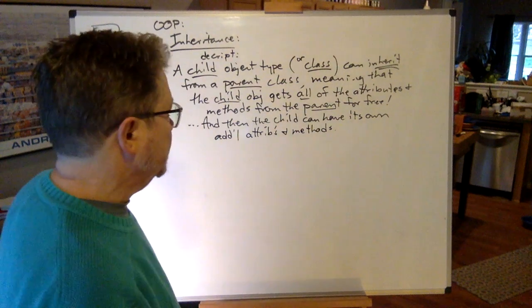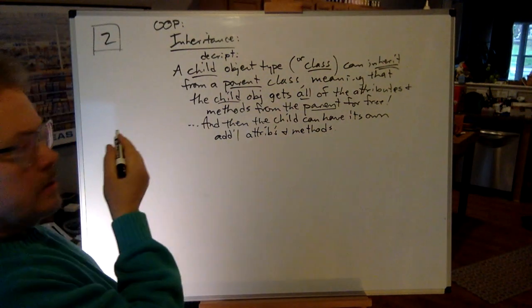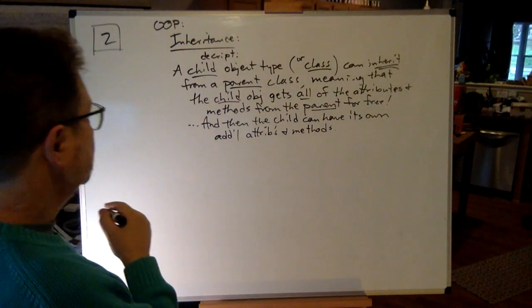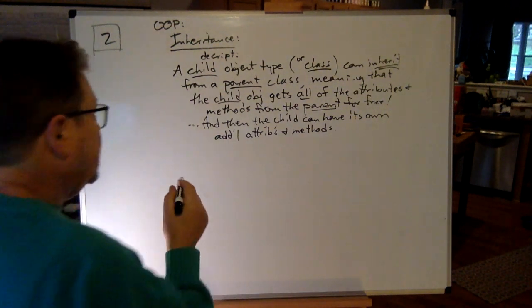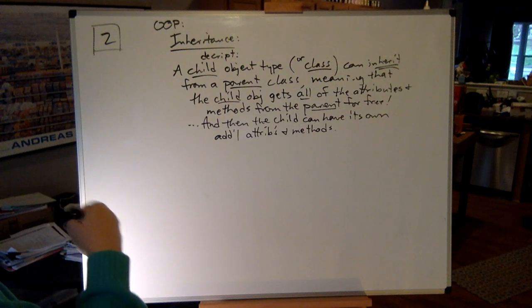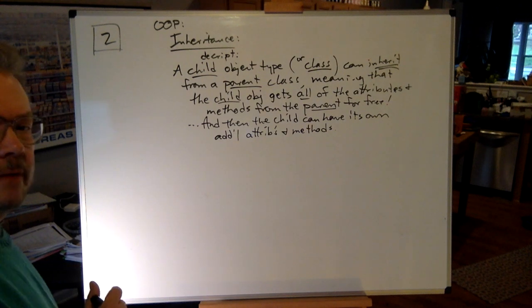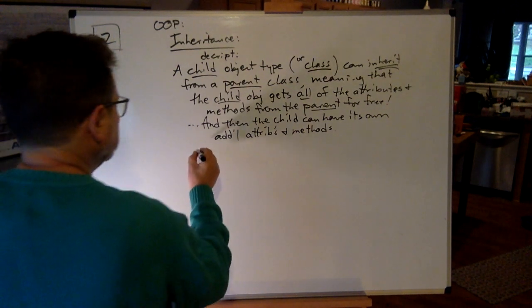Now you can play that back, but this is so important. For emphasis, I'm going to read it back. Inheritance. Here's the whole idea behind inheritance. A child object type, or a class as it's also known, can inherit from a parent class, meaning that a child object gets all the attributes and methods from the parent class for free. Then the child can have its own additional attributes and methods.